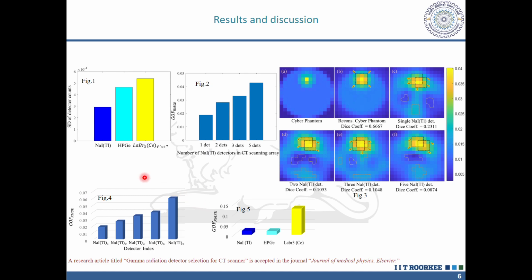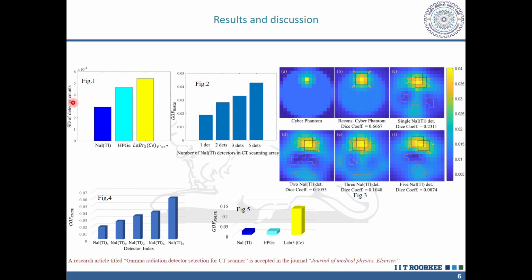So first, to find out the optimal detector, we compared the electronic noise of all the detectors. In this study, we used 3 different detectors: sodium iodide, HPGe, and LaBr3. For the estimation of electronic noise, we utilize the standard deviation parameter.